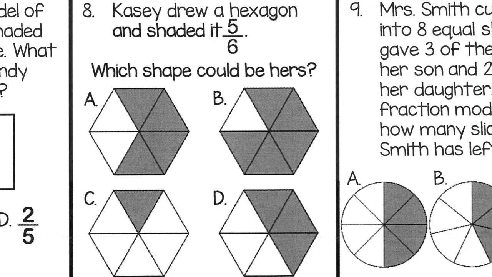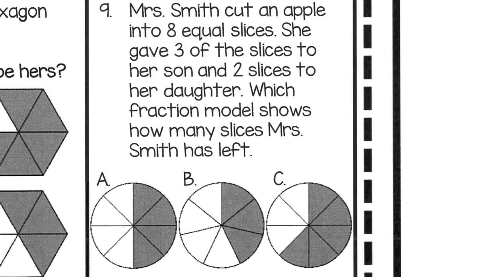Number 8 says, Casey drew a hexagon and shaded it 5/6. Which shape could be hers? Uh-oh. So only one of these is an option, and it has to have 5 shaded pieces, and there has to be a total of 6. Okay? I'm going to let you work that one on your own.